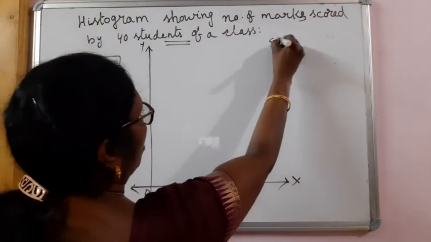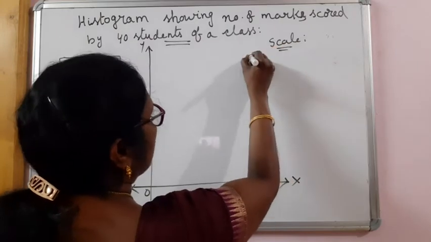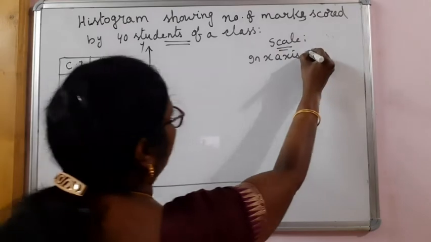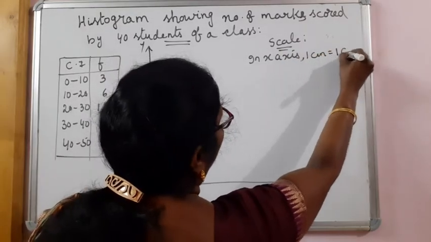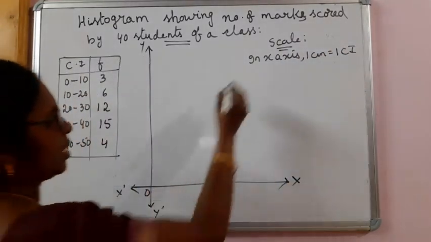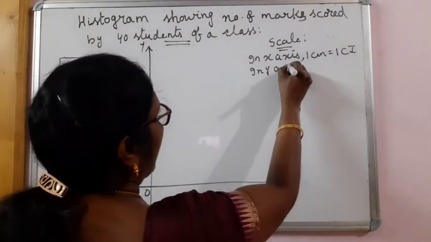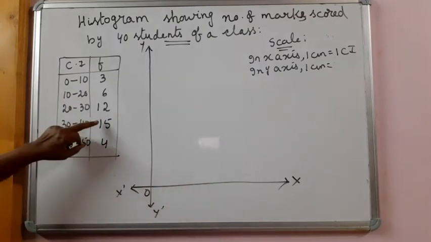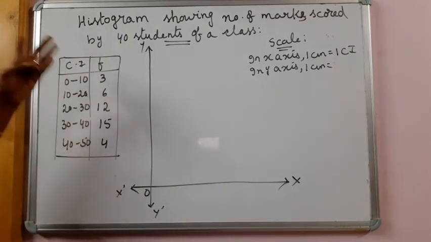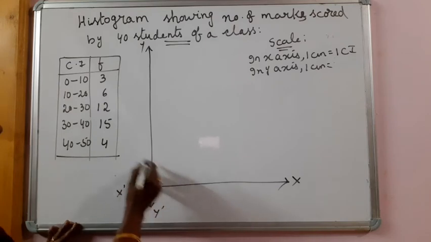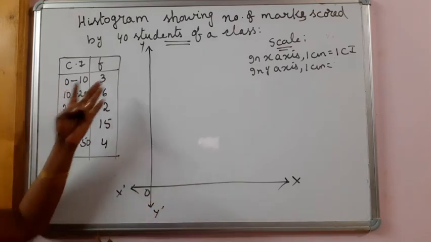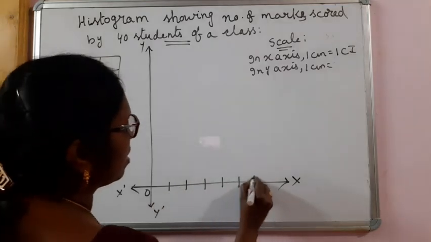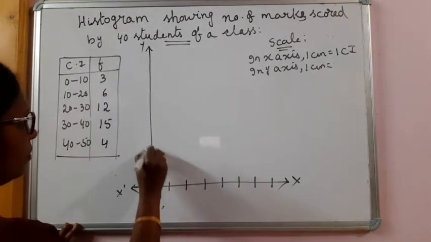Then we have to take the scale. Same way, always take 1 cm equal to 1 class interval. That will be easy for you. Or you can take 2 cm equal to 1 class interval also. In the y-axis, for 1 cm equal to, you have to see: the maximum number is 15, the minimum is 3. So we can take 1 cm as 2 frequency, 2 students also we can take. As per the need, we have to take the scale.